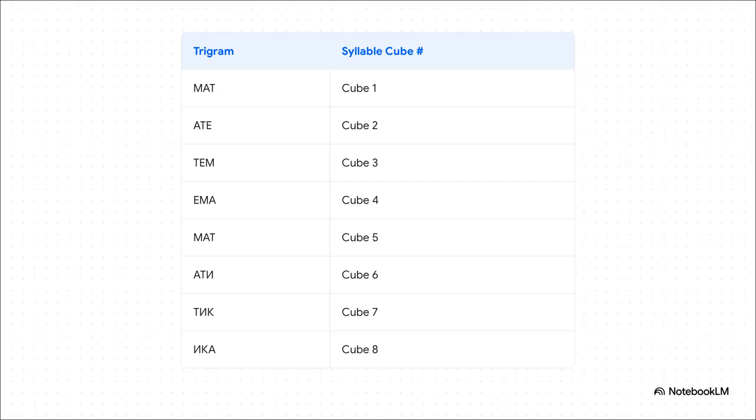It's incredible. And this is where it all comes together. Each one of those trigrams from our word gets mapped directly to one of those final 2 by 2 by 2 groups, which we'll call syllable cubes. So MAT gets assigned to cube 1. ATE goes to cube 2, all the way down the line, until ICA is stored neatly in cube 8. The word is now fully, completely encoded into the geometry of the cube.